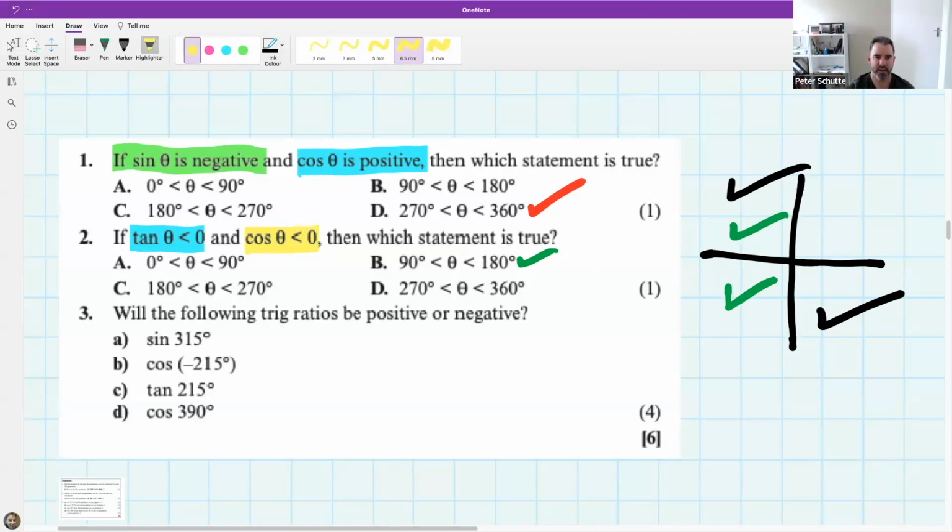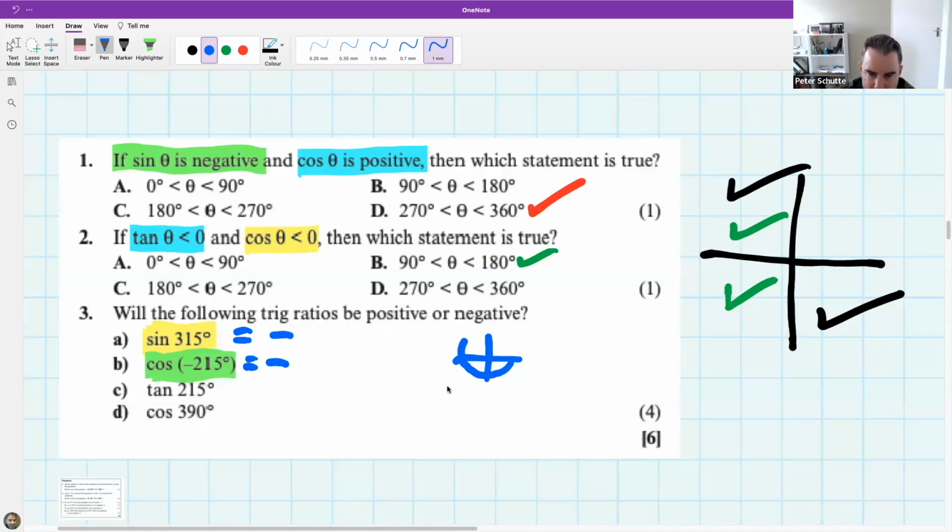Okay, now I want you to do A. Is the sine of 315 positive or negative? So that is going to be in quadrant 4. And in quadrant 4 sine is negative. Yeah, all good. What about the cos of minus 215? Is that going to be positive or negative? Let me think about where minus 215 is. So that's minus 90, minus 180. So I'm in that quadrant, and cos is negative in the second quadrant.